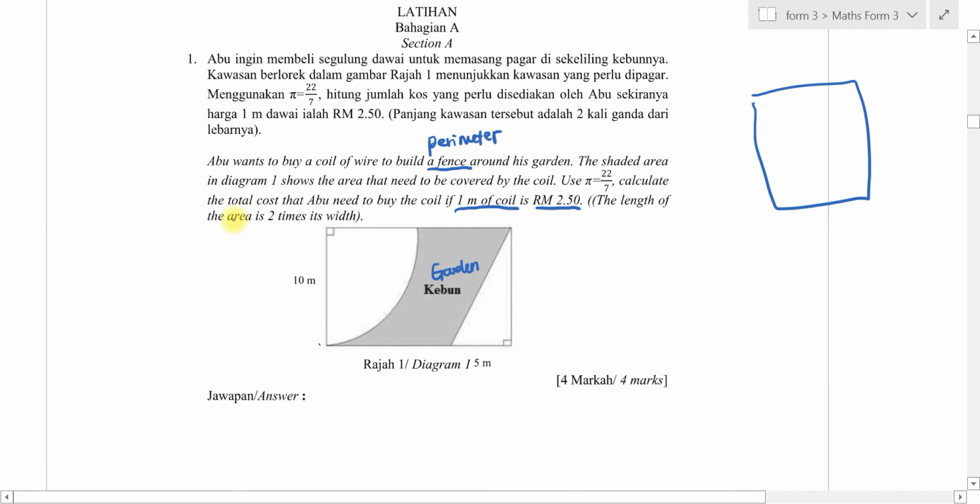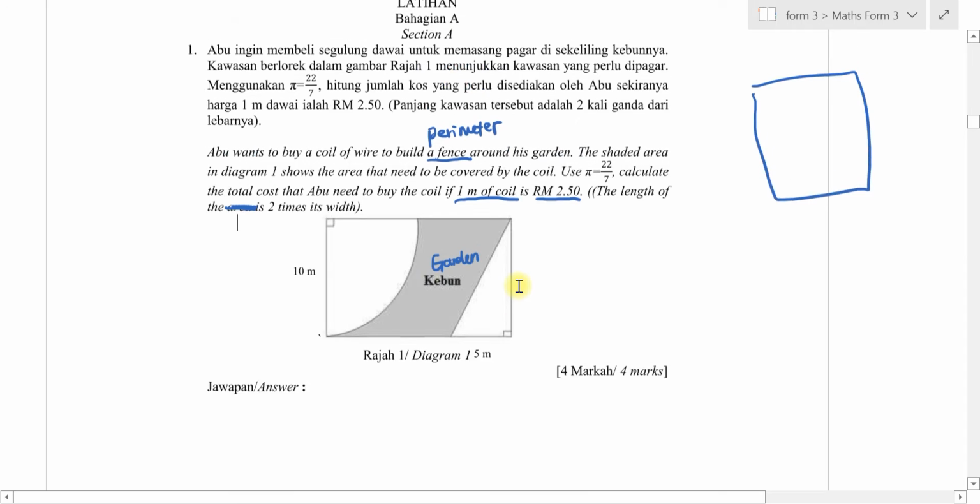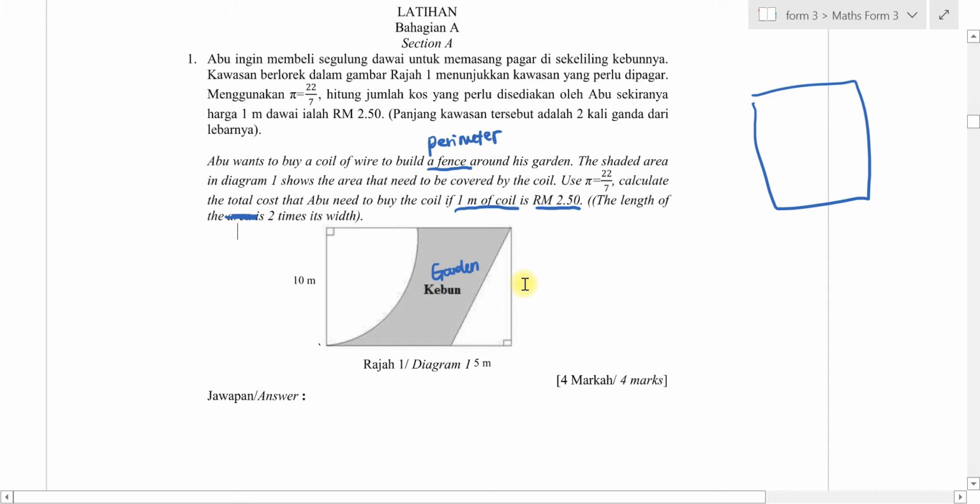Okay, the length is 2 times its width. It's just fine. They tell you the length is 2 times its width. That was the clue given to us. From this we try to calculate. We need to calculate the perimeter of the garden. So the length is 2 times the width.